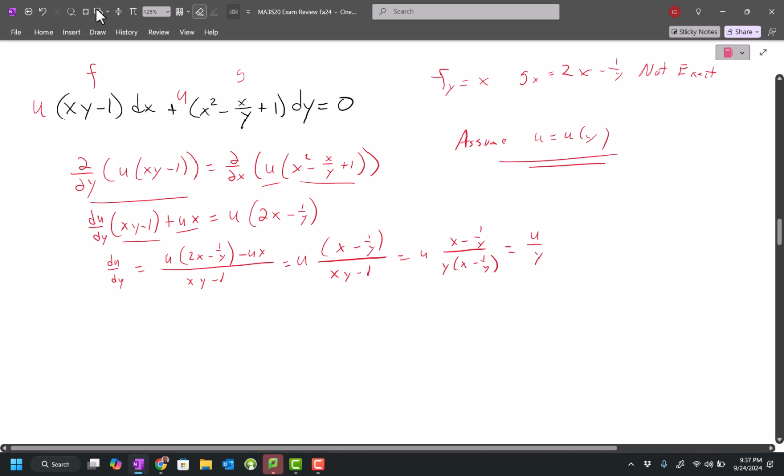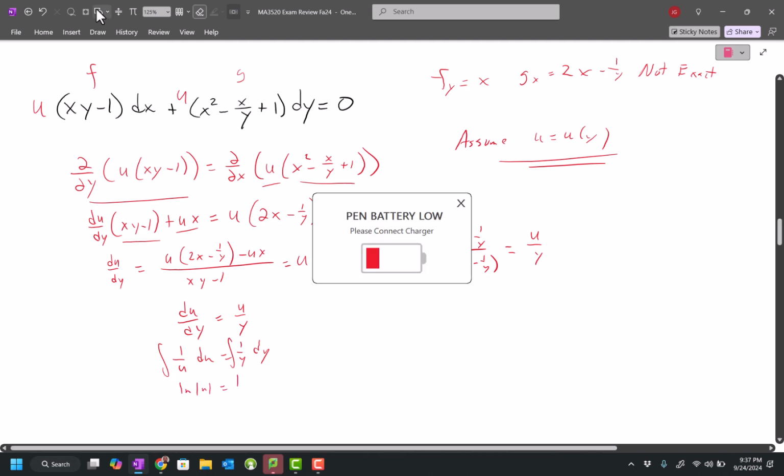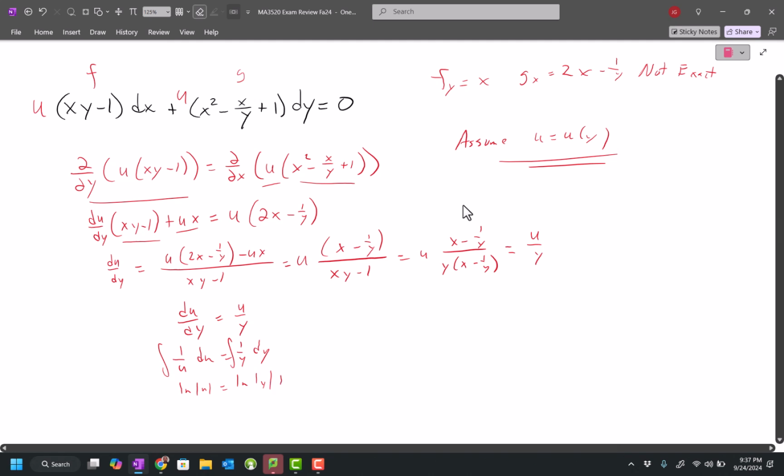So, with my assumption u equals just a function of y, my differential equation is simplified to du dy equals u over y, which I can solve using separation of variables. In this case, I divide through by u, I multiply through by dy, I integrate both sides to get the natural log of the absolute value of u equals the natural log of the absolute value of y plus some constant. Exponential of both sides gives me some new constant times y. So it looks like y, if I just let the constant equal 1, would be a perfectly good integrating factor.